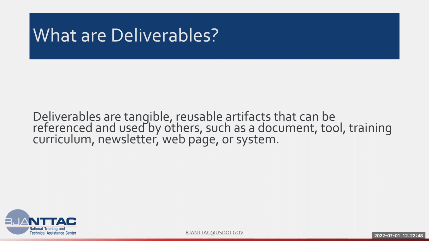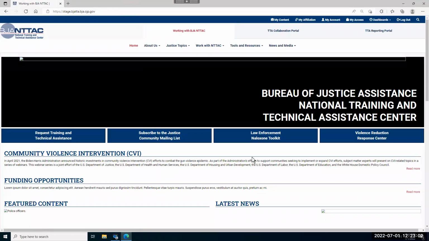Deliverables should be identified in the TTARP during the planning stages and then updated through the progression of the activity as necessary. Today, I'm going to demonstrate how to enter and update a deliverable in our staging site on the BJA TTARP. This is the page you'll see when you first log on to the website.